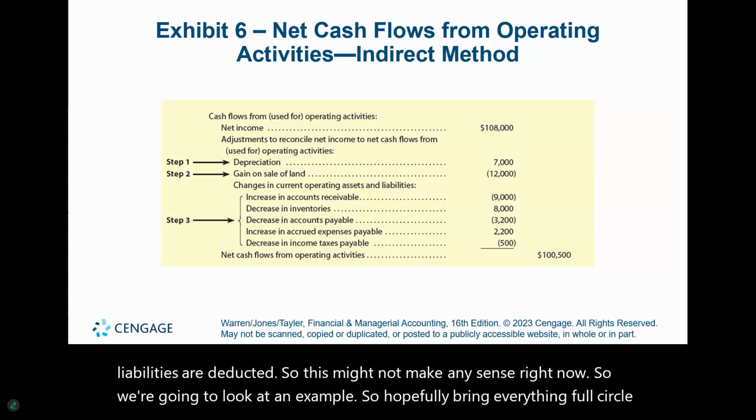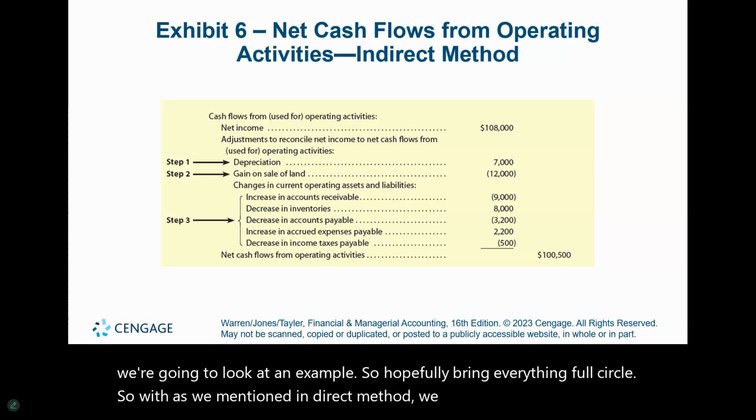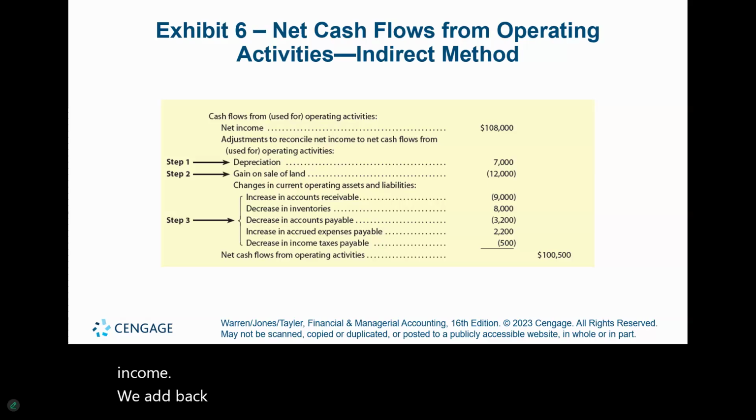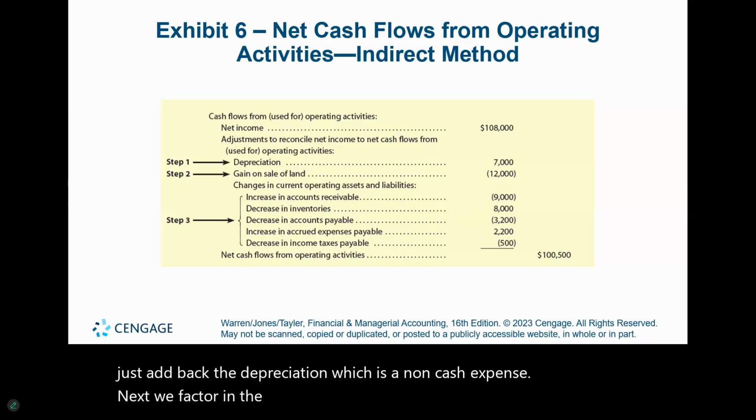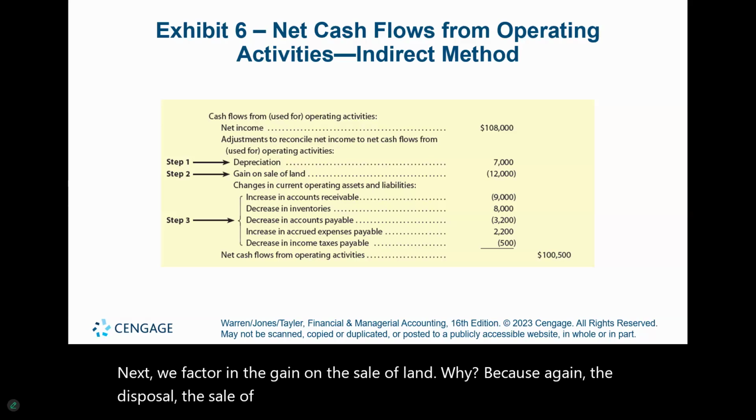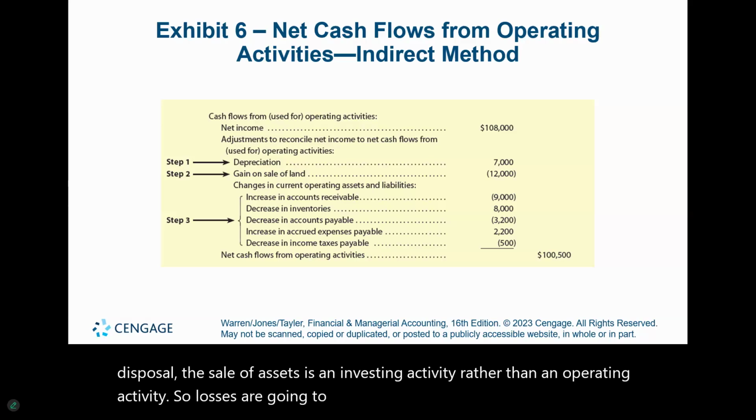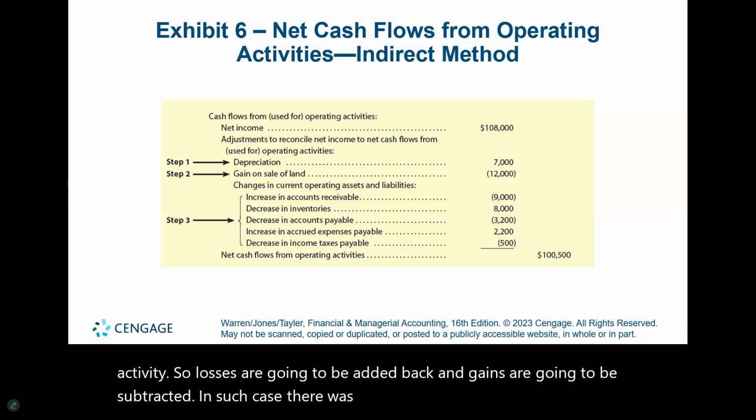So as we mentioned, indirect method, we always start off with a net income. We add back depreciation. In this case, there was no amortization, so we just add back the depreciation, which is a non-cash expense. Next, we factor in the gain on the sale of land. Why? Because again, the disposal, the sale of assets, is an investing activity rather than an operating activity. So losses are going to be added back and gains are going to be subtracted. In such case, there was a gain, so we subtract it.